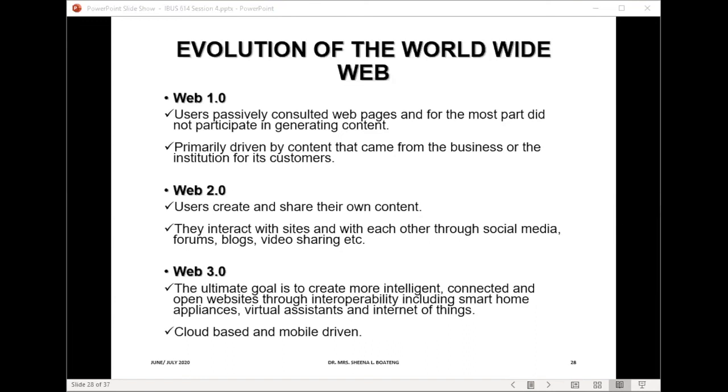You can talk to Alexa. If you have Alexa in your house, Alexa can order food for you. Alexa can play music for you. Alexa can read a book to you even while you sleep, right?